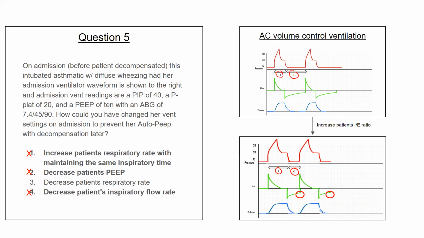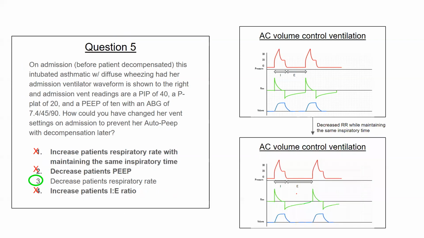increase their I:E ratio, which is not what you want to do here. Because this, as you can see here, will actually decrease the amount of time in expiration and will worsen breath stacking, which is why the correct answer was decreasing the patient's respiratory rate. So let's see what happens when you decrease the respiratory rate. So here's the I:E time of the patient. You decrease the respiratory rate here while maintaining the same inspiratory time, and look what happens.